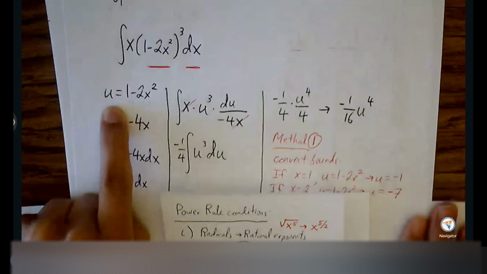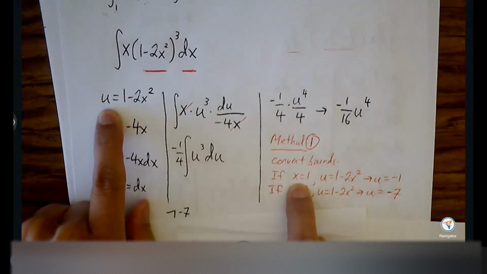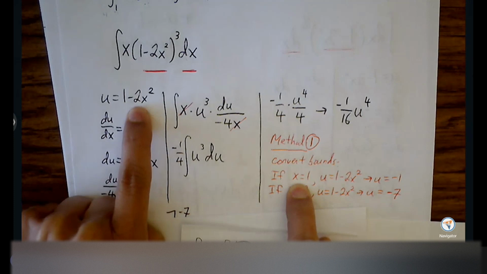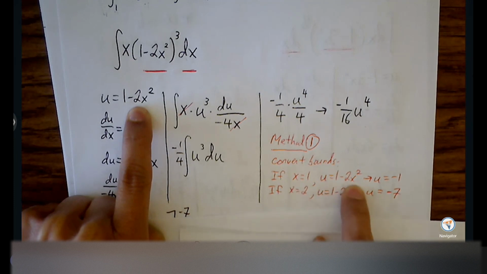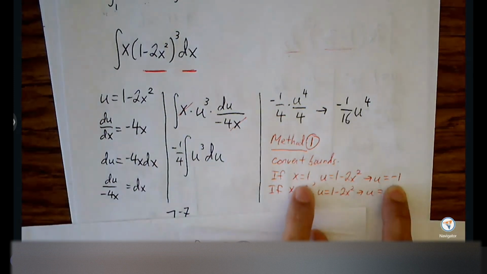Okay. So the way I'm going to convert the bounds, I'm going to take my original lower bound of 1, push it through this formula. So I get 1 minus 2 times 1 squared. That becomes 1 minus 2, which is negative 1. So my converted lower bound was 1, and now it's negative 1.